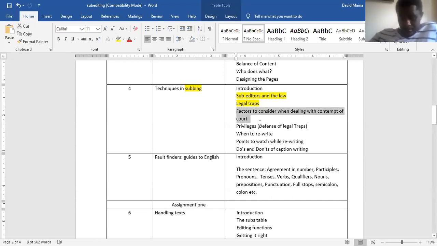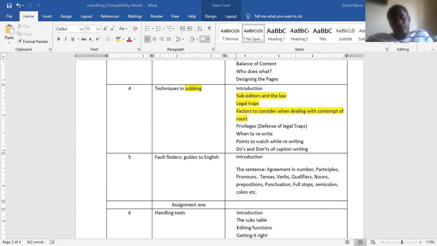Contempt of court is another legal trap. Remember what we said about contempt of court? When you were in semester 2, we said, what is contempt of court? Yes, failing to adhere to the court. We said that it is proceedings. If I remember very well, I told you that contempt of court is interfering with the court proceedings. And there are various ways that you can interfere with the court's proceedings.